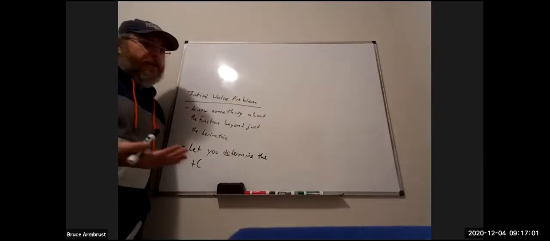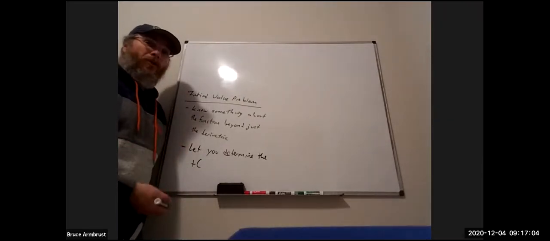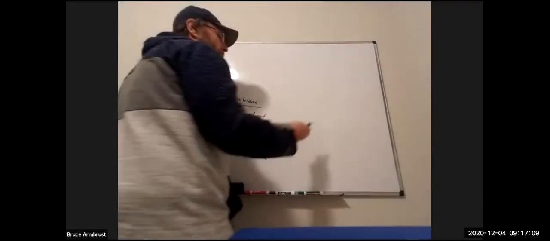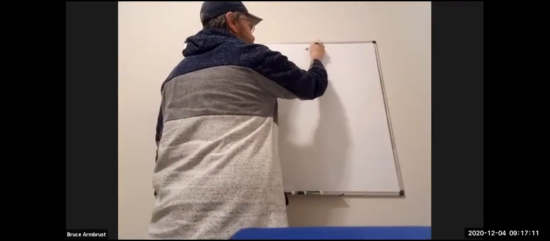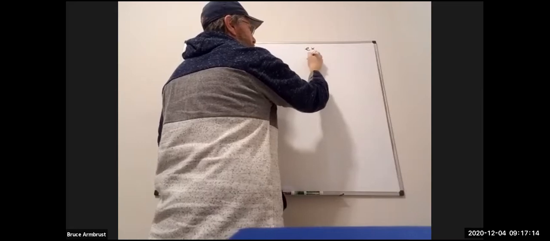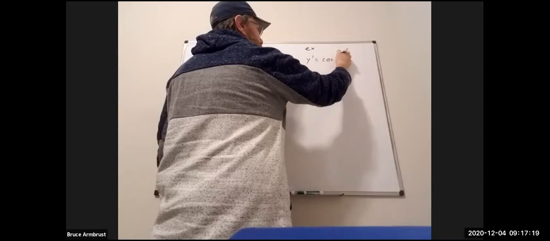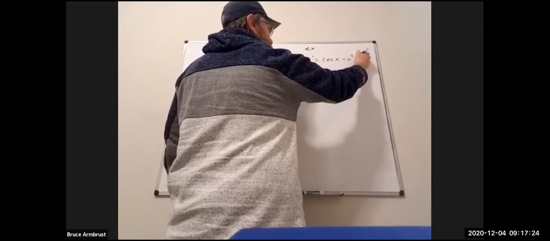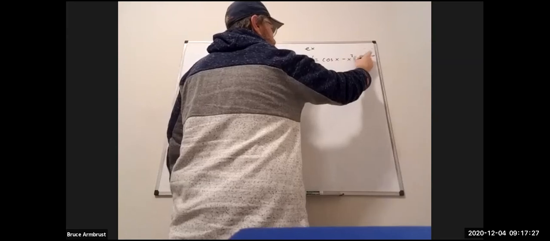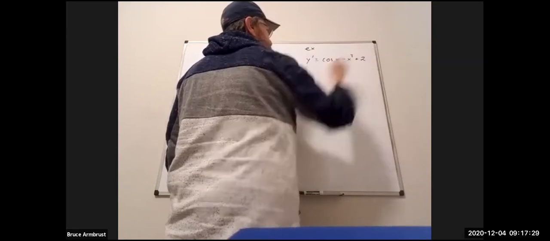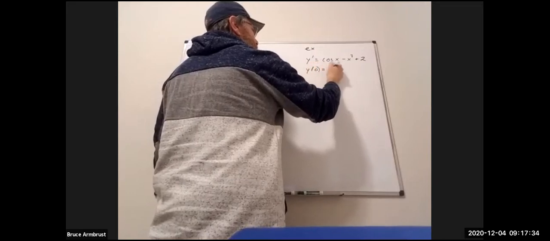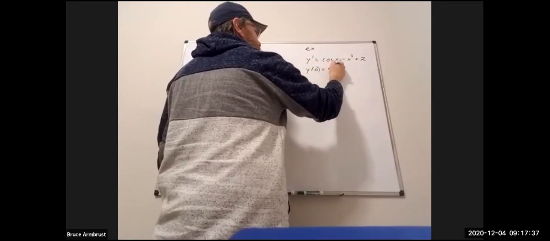All right, I've already shown you how to deal with these with that homework problem, but this is what you're going to see when you run into one of these. So for example, let's say we're told that y prime is equal to cosine of x minus x cubed plus 2. But we also know that y of 0 equals 4.